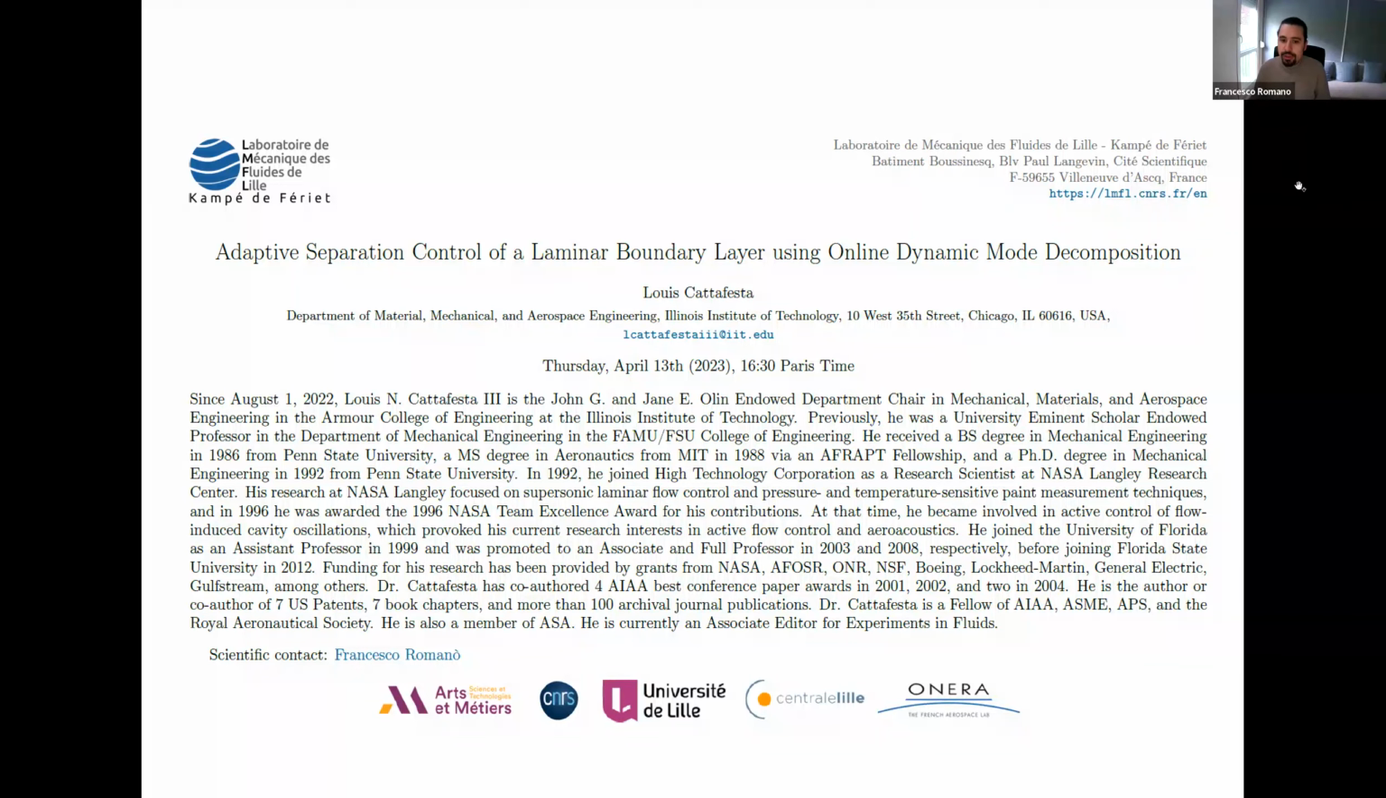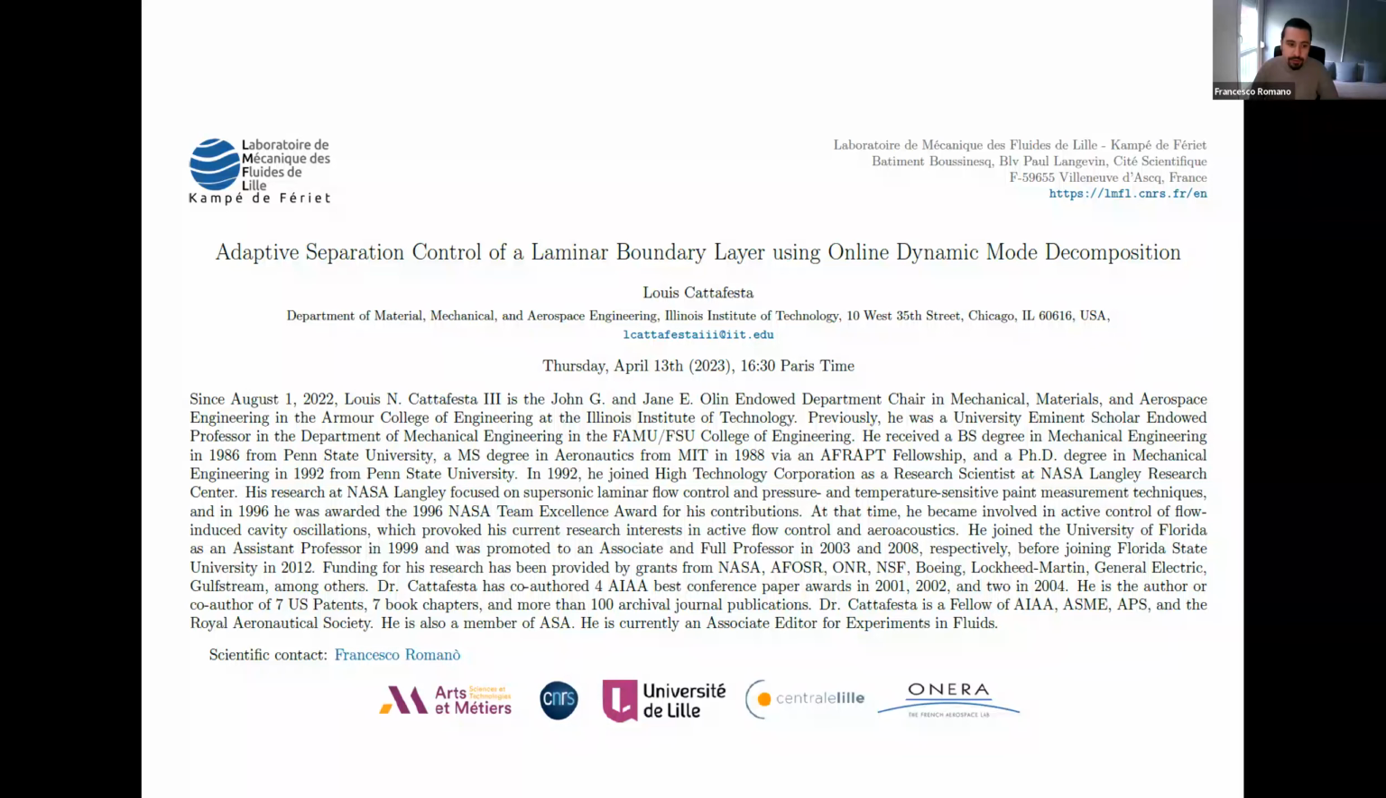In the same year, he joined High Technology Corporation as a research scientist at NASA. His research at NASA largely focused on supersonic laminar flow control and pressure and temperature sensitive paint measurement techniques. In 1996, he was awarded the NASA Team Excellence Award for his contributions. At that time, he became involved in active control of flow-induced cavity oscillations, which provoked his current research interest in active flow control and aeroacoustics.